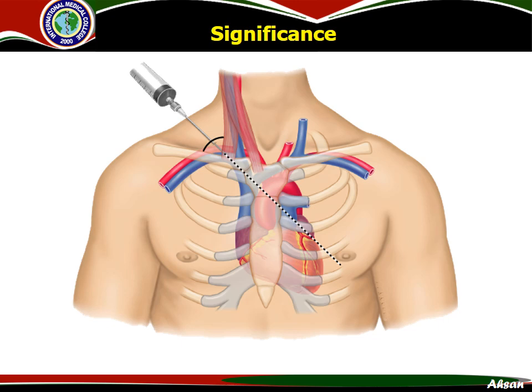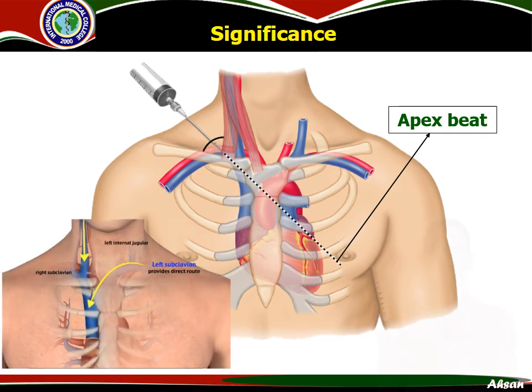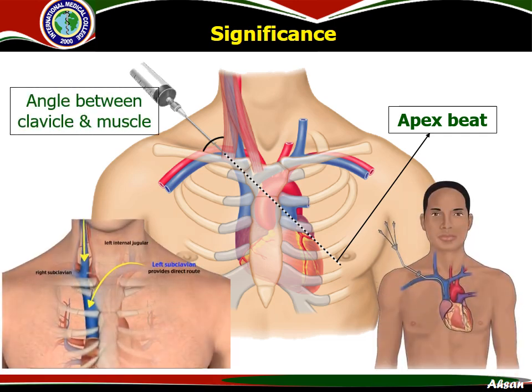So now the figure is showing the point near the apex of the heart, and you can see the angle between the clavicle and the sternocleidomastoid muscle. So this angle is actually indicating the position of that triangle I have just discussed, supraclavicular triangle or subclavicular triangle or supraclavicular fossa, anything you can say.